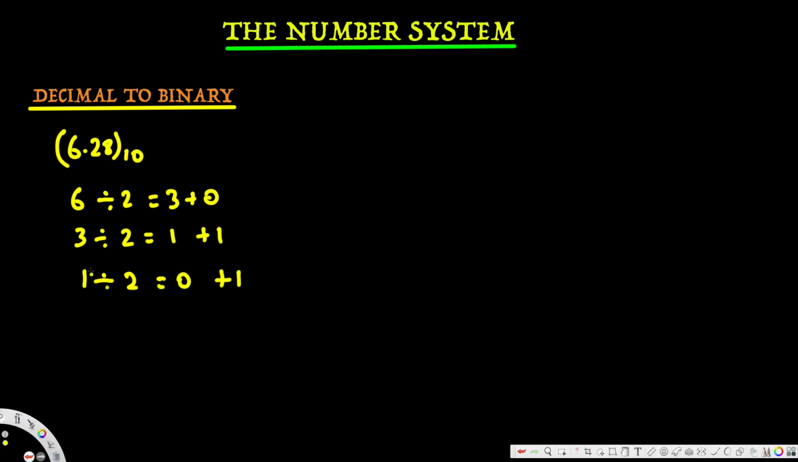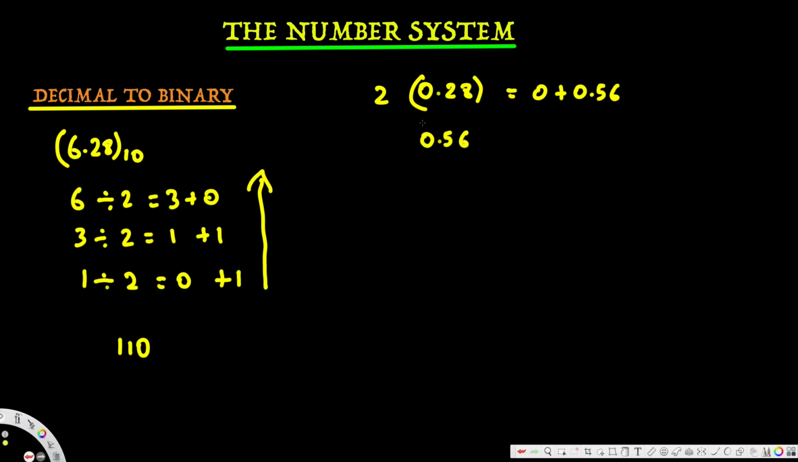Okay, now we read from bottom to top. So this is going to be 110. Then we take this fraction part, that is 0.28, and multiply it by 2 until we get the fraction part to be 0. So this one multiplied by 2 gives us 0 plus 0.56. So we take this fraction part and multiply again, 0.56 multiplied by 2 gives us 1 plus 0.12.